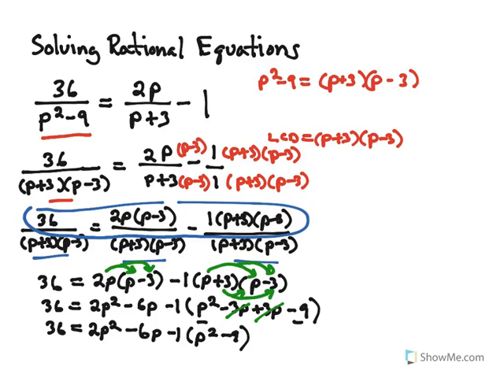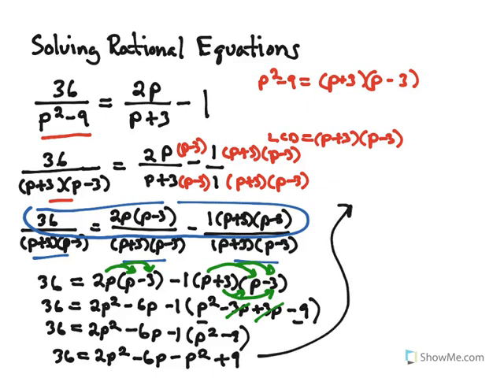That just made life a lot simpler because we were able to get rid of some terms there. And then, of course, you have 36 equals 2p squared minus 6p. Again, we're going to distribute that minus 1, so that's minus p squared plus 9. See how that works? We're going to go back over here and start collecting like terms. The 36 equals, so we do 2p squared minus 1p squared, which is just p squared.